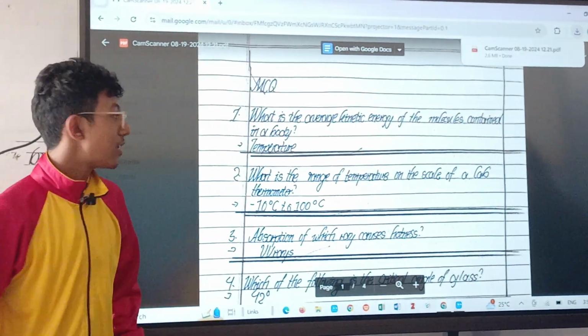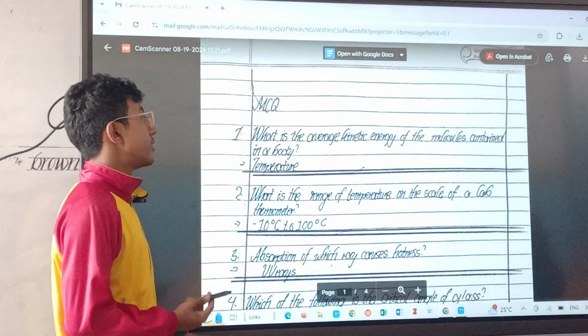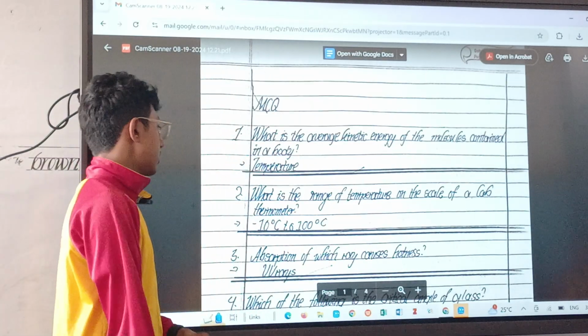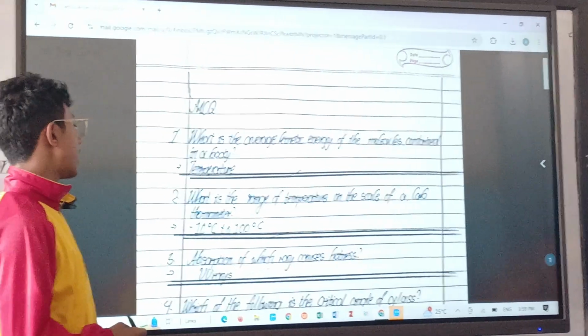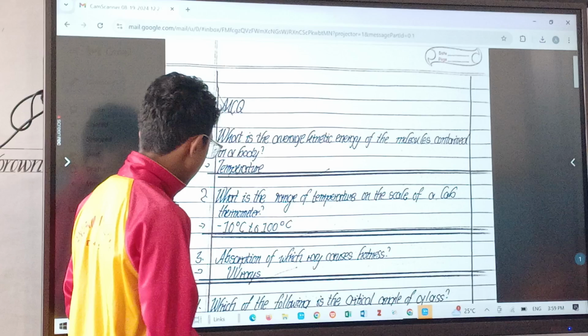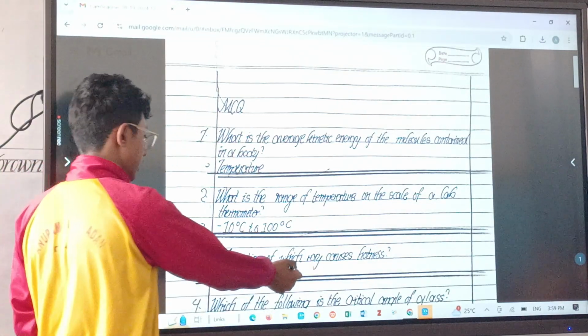Namaskar everyone. So I am going to discuss some questions here. First is MCQ. What is the average kinetic energy of the molecules contained in a body? Its temperature. What is the range of temperature on the scale of a lab thermometer? It is minus 10 degrees Celsius to 100 degrees Celsius. Absorption of which ray causes hotness? It is UV rays.